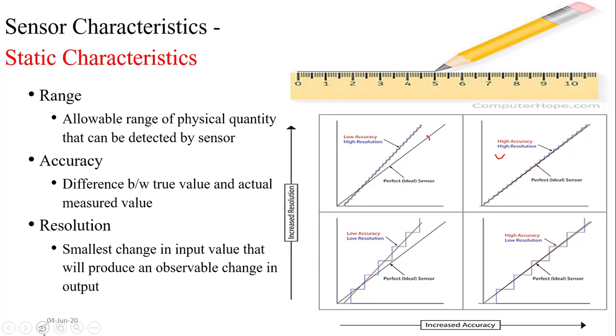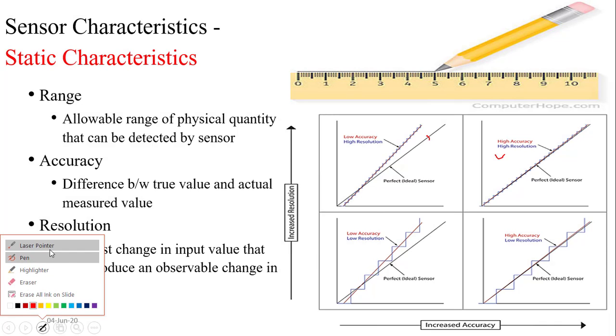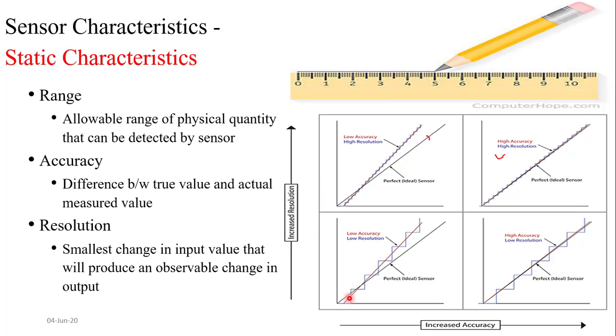But what is resolution? Resolution says that the smallest change in the input would give you an observable change in the output. In this case, there's a low resolution because you have to change to a higher value, and only then can you see it. A preferable sensor is one in which a slight change in the input value gives you an observable change. That is the perfect kind of sensor.